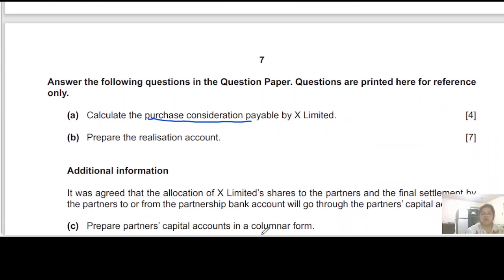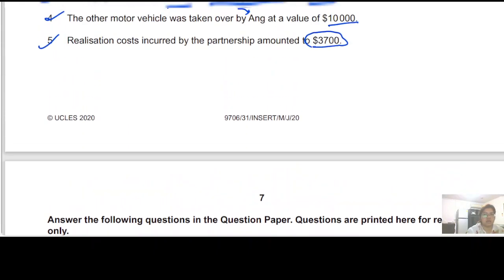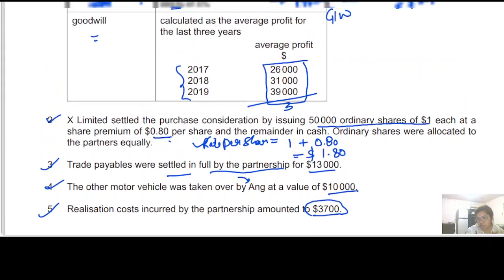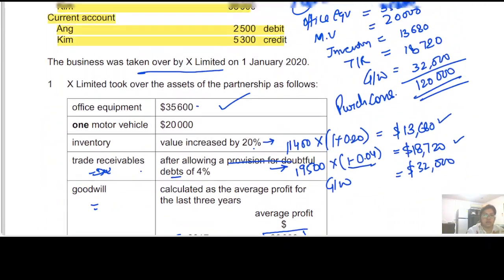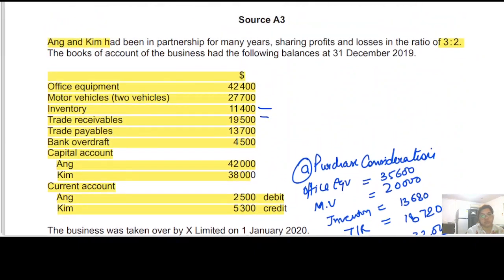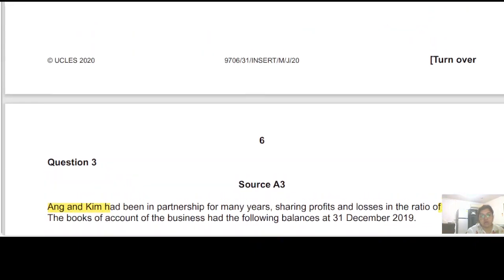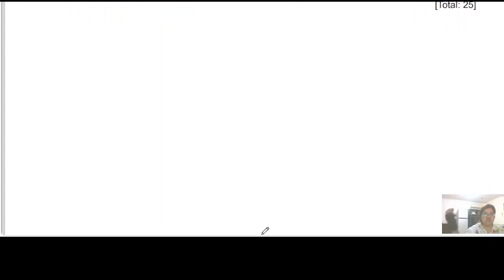Now, in part B, they ask you to prepare a realization account. How are you going to prepare the realization account? For that you need to know the format. In yesterday's video, where I uploaded a video related to the theory of partnership, I also cleared the realization account format. If it is not clear to you, we are going to discuss it now, because now we have figures in front of us.